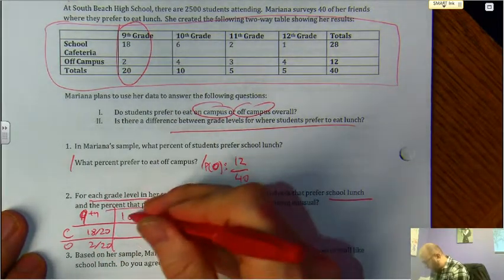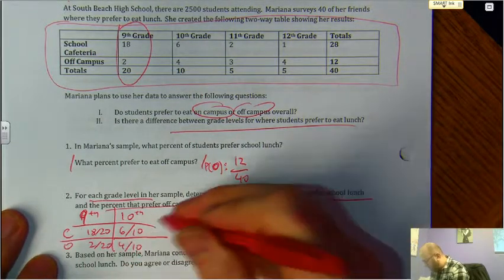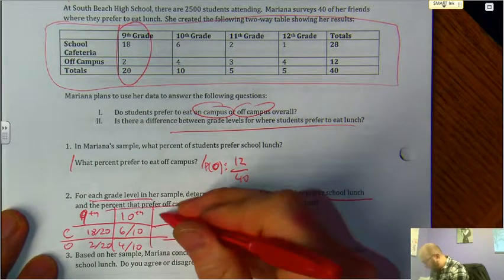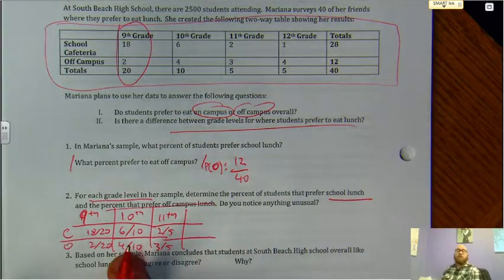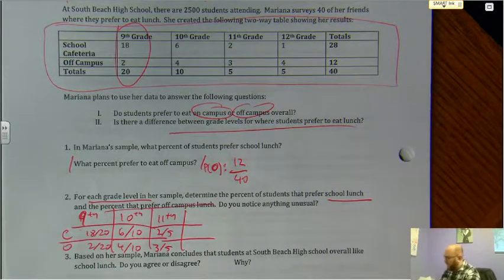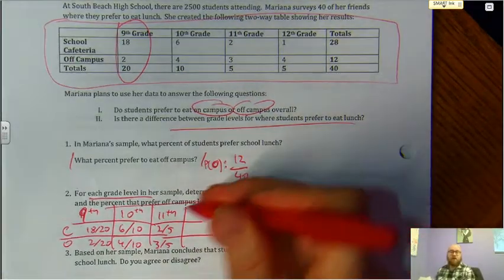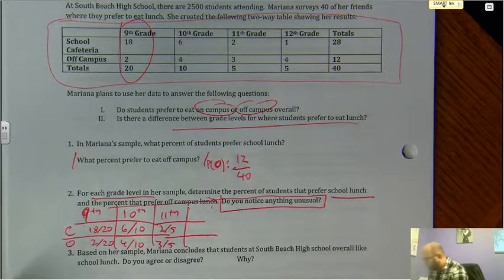For 10th grade, 6 out of 20, or 6 out of 10, my bad. 4 out of 10. For 11th, 2 out of 5, 3 out of 5, etc. And so what you'll do is you'll take these fractions and then you'll convert them into percentages to answer these questions. And then, do you notice anything unusual? This is going to be on you to notice what the patterns are, and if anything is significantly different between grade levels. All right. And then question number 3 asks you to make a judgment statement based on that to make sure that you're making sense of what's being asked. Okay.